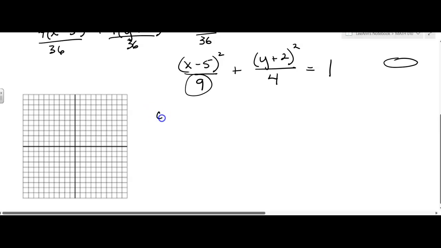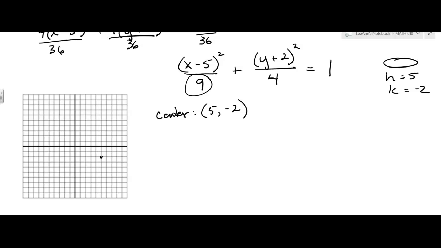The center is at (H, K), so H is 5, K is negative 2, so the center is at (5, negative 2). So I can draw that. 5, 1, 2, 3, 4, 5, negative 2. That's going to be the center. So that's important to know where the center is because that's what we're going to count from.